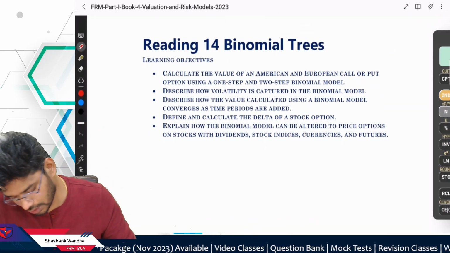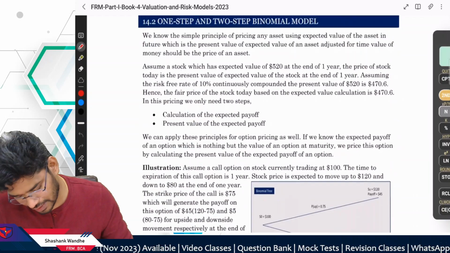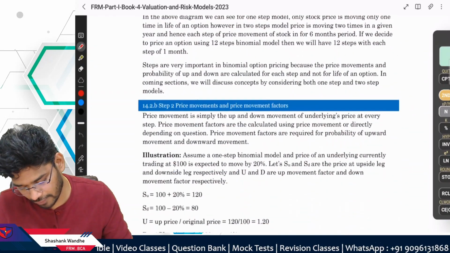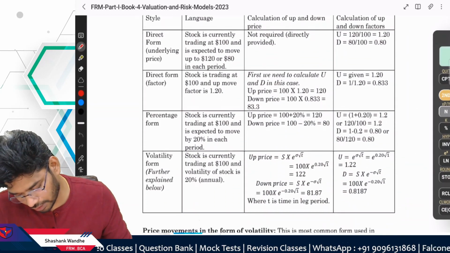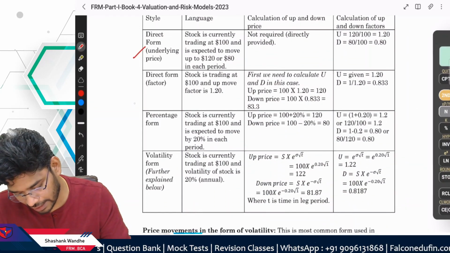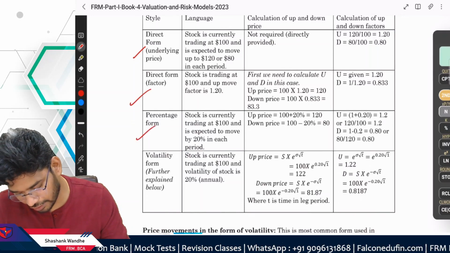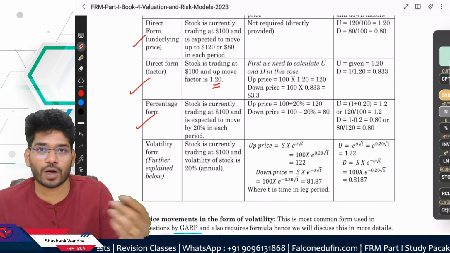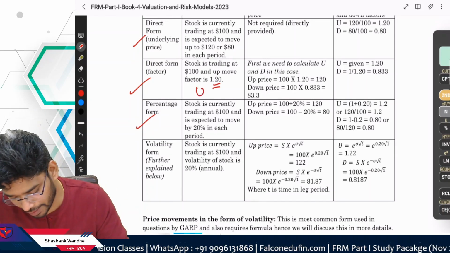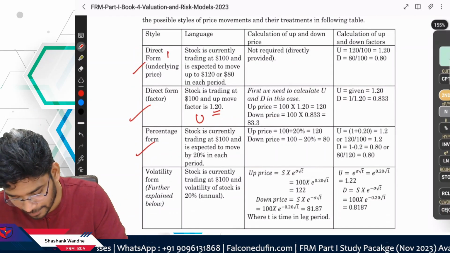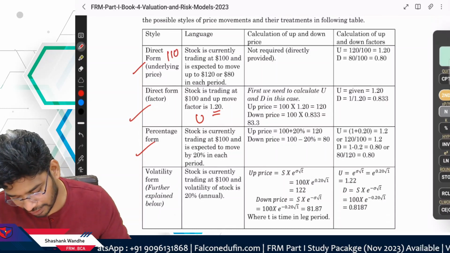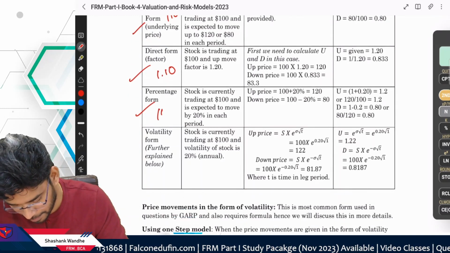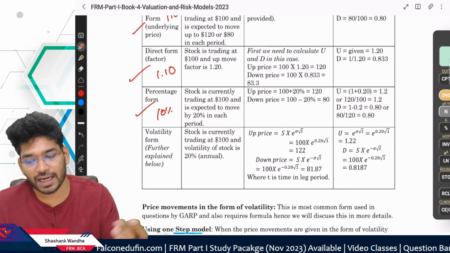Let's check the notes. In the notes, first we have the 1-step binomial introduction, then the 2-step binomial, how things differ here, and then there are calculations and the information, like it can be directly provided in the factor format. Like directly 1.12 is provided, or 1.1, the upward factor U is directly provided. This is possible. Direct factor form is like 1.10 is provided. Percentage form is 10% premium, so a 10% price movement is provided.